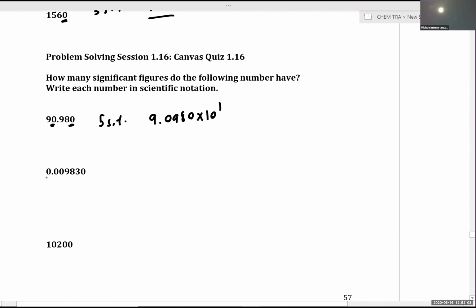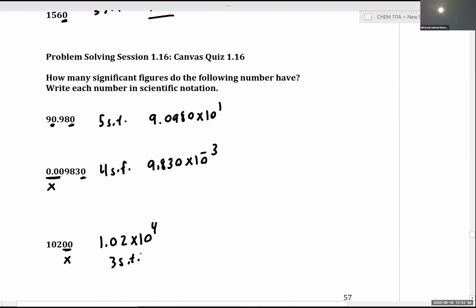For this next number, these leading zeros are not significant. This trailing zero is significant. So this number has 4 sig figs, and we'd write this as 9.830 times 10 to the negative third. For 10,200, these trailing zeros are not significant. So we'd write this as 1.02 times 10 to the fourth. This number has 3 sig figs.